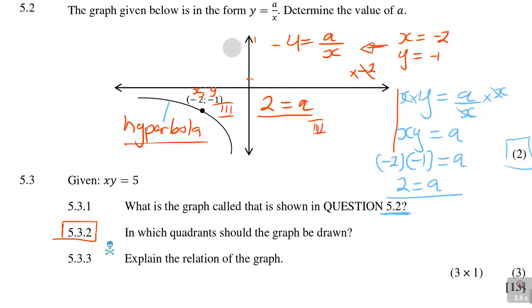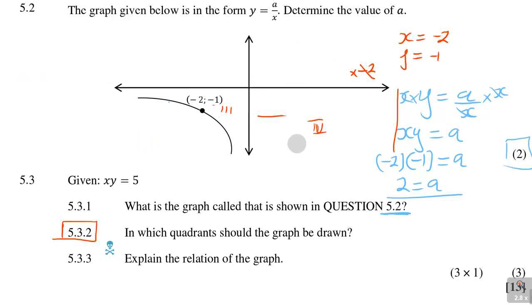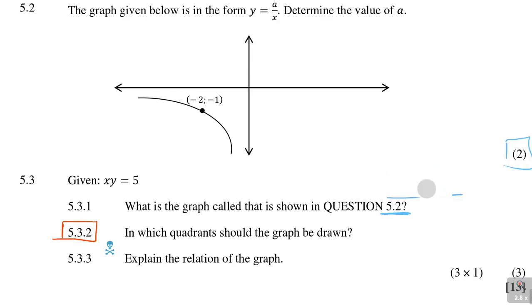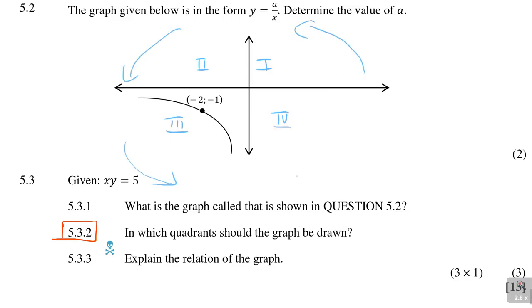So this graph, when you're drawing it, there is no way you can draw it like the way it is shown. These graphs always go in pairs. Like this one is in, if I can mark it, this is quadrant 1, this is quadrant 2, this is quadrant 3, and this is quadrant 4. So when you're moving, remember, you're moving anti-clockwise like this.